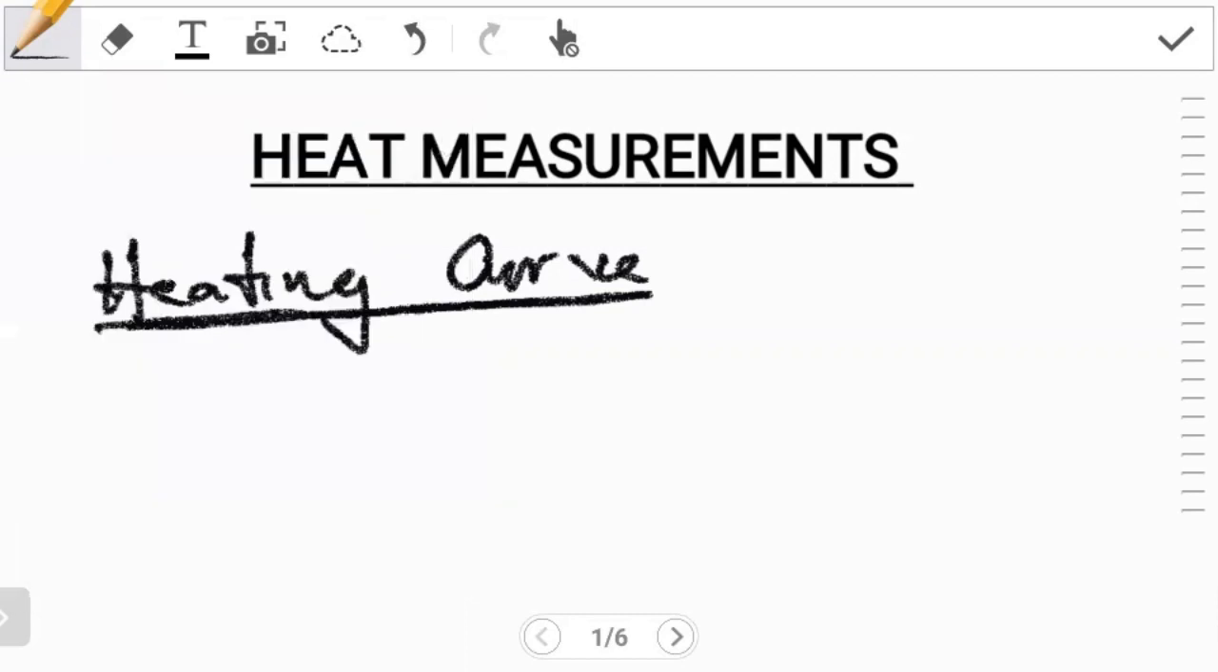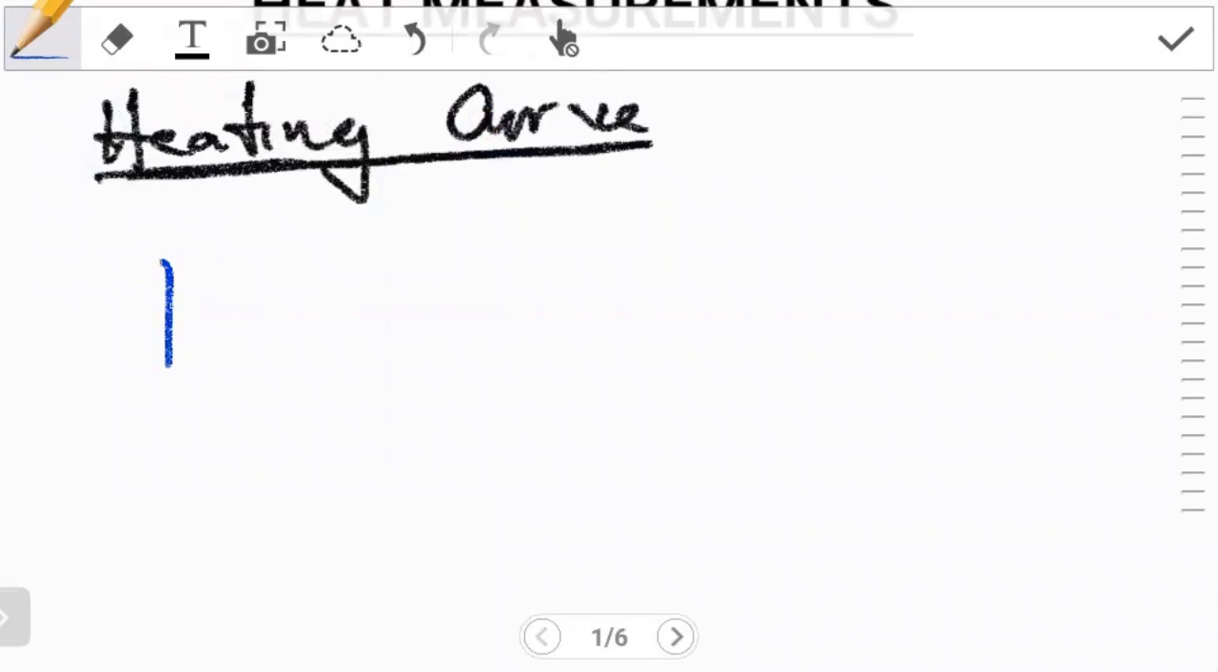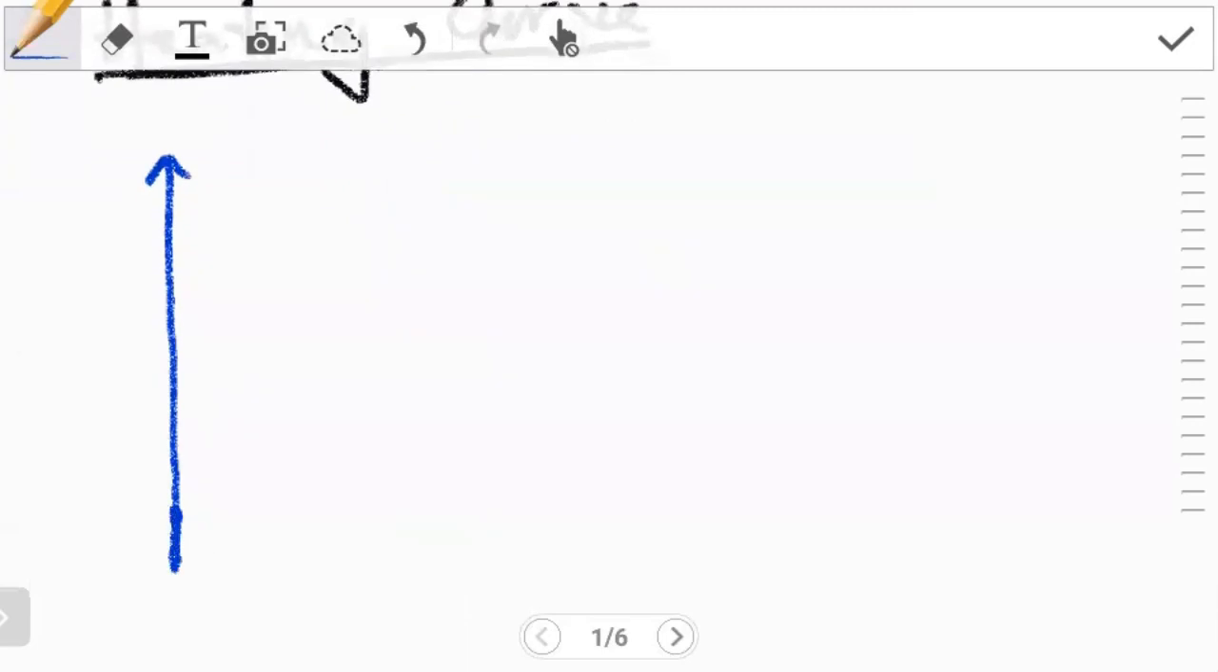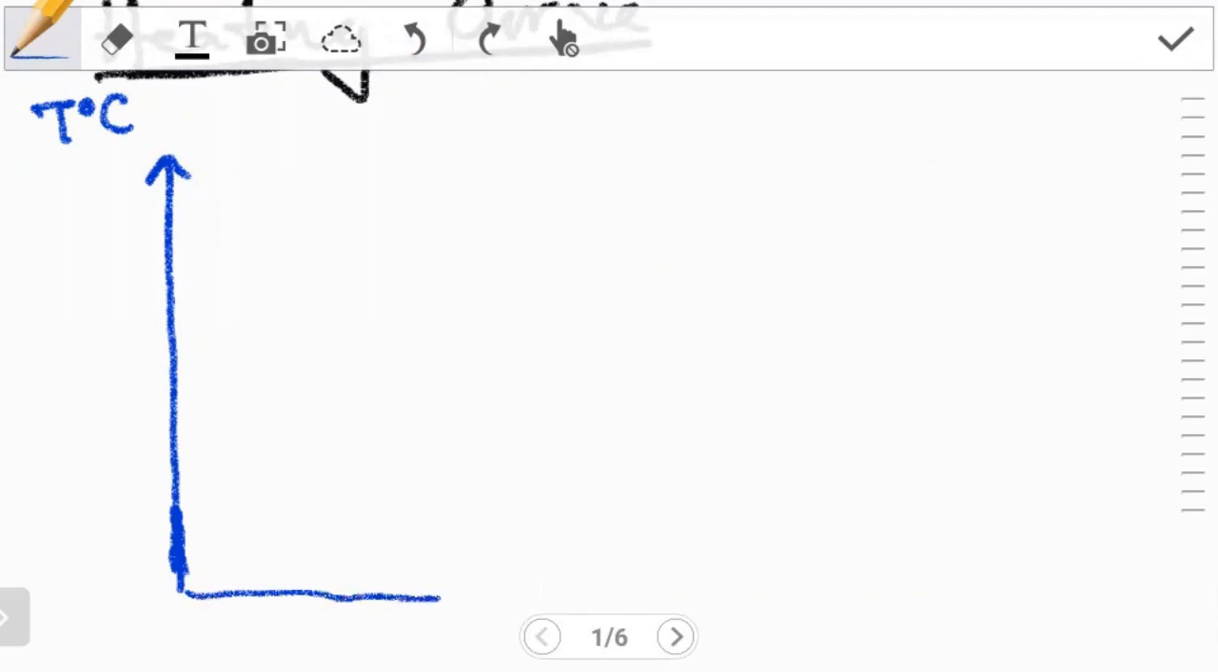So let's say we're dealing with a heating curve. Now, how does a heating curve look? So what we're saying is, on the y-axis what you have is temperature. Let me say this temperature is in degrees Celsius, and then on the x-axis, okay, let's just draw a line a little bit better. On our x-axis, we can even say this is time. So this can be in minutes.